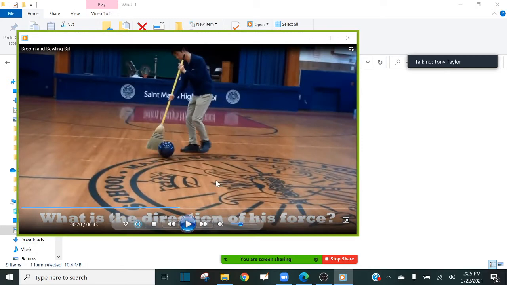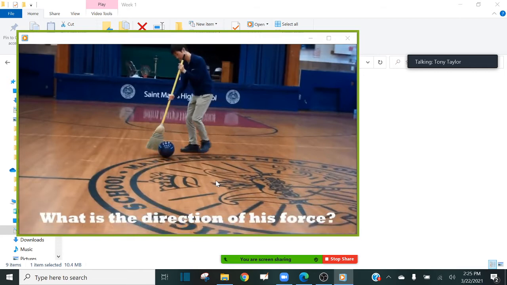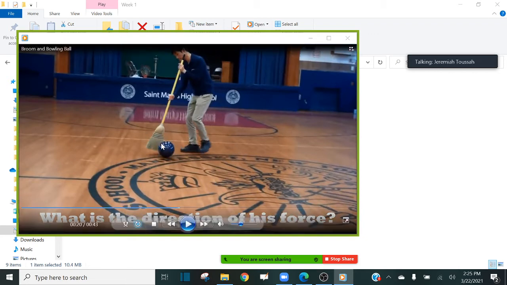Guys, tell me, in that video, in order for the bowling ball to maintain its circular path, the force from the broom has to always be pointed where? What do you guys notice? Where is that broom pointed? In front of it. Well, but the force is pointed where? The force acting on the bowling ball, where is it pointed? Towards the logo. Yeah, in other words, toward the center of the circle.